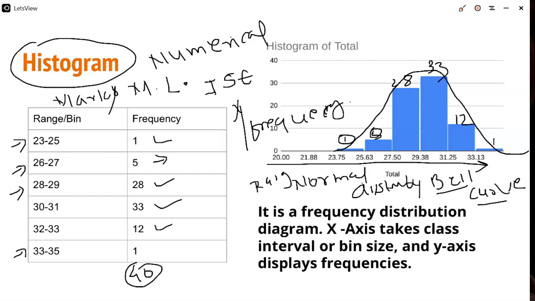A histogram is quite often confused with the bar chart. Histograms are normally used for the numerical data type, whereas bar charts are used for the discrete and categorical data type.